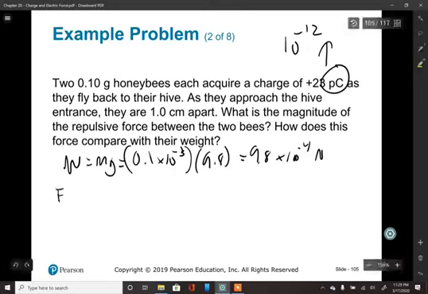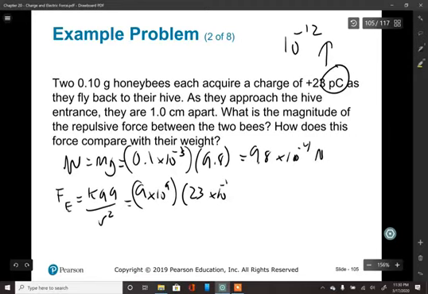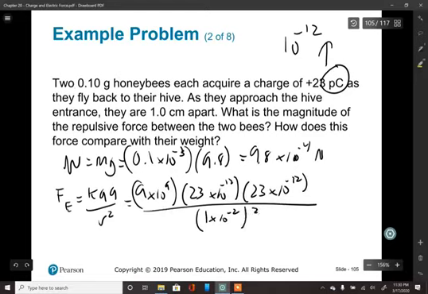The electric force is Coulomb's law. K Q Q over R squared. And so now we just need to plug it in. 9 times 10 to the 9th, K. 23 picocoulombs is 23 times 10 to the negative 12th, and they're both that charge, so we have two of them. And then R is a centimeter, so that's 1 times 10 to the negative second meters. And if you plug that in, you get a quite small number, which is 4.7 times 10 to the negative 8th newtons, approximately.